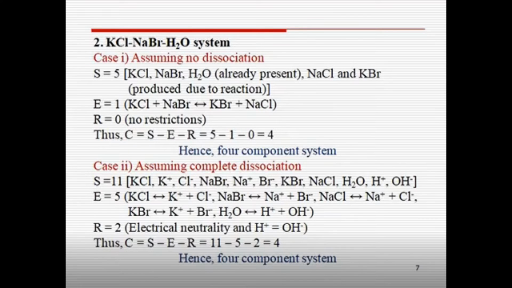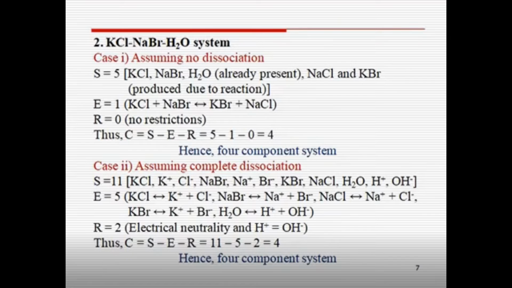Here we have one equation, that is KCl plus NaBr gives KBr plus NaCl, and R is equal to 0 as we have no ions or no balancing. Thus, by using this equation, we can calculate C is equal to 4. Hence, it is an example of a 4 component system.